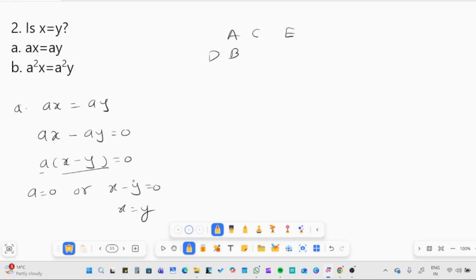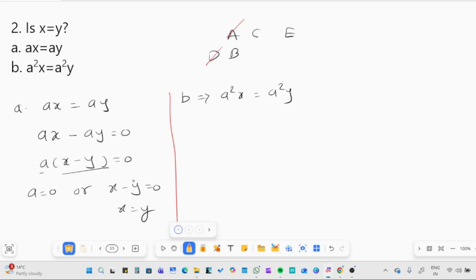Do I have a definite answer? No. We can cancel A, and along with that, we can also rule out D. Statement B says that a square x is equal to a square y. I can solve it this way: a square x minus a square y is equal to 0. Take a square outside, so a square times x minus y equal to 0. Product of two numbers is 0. That means any one of them is 0. So that means x is equal to y.